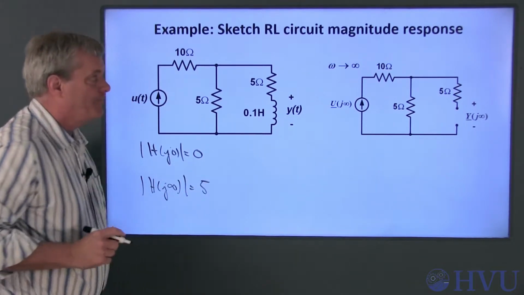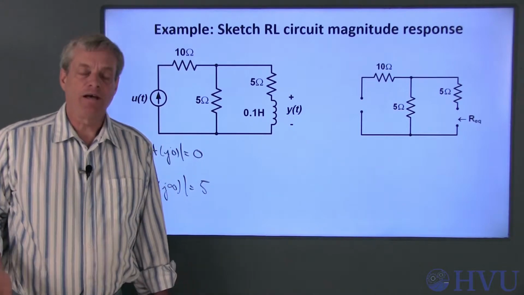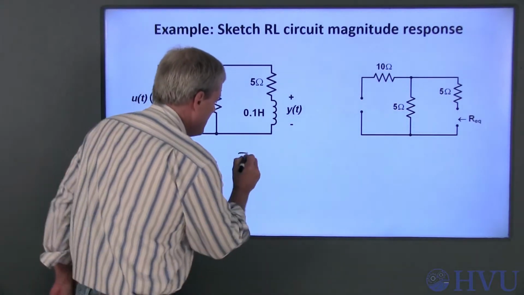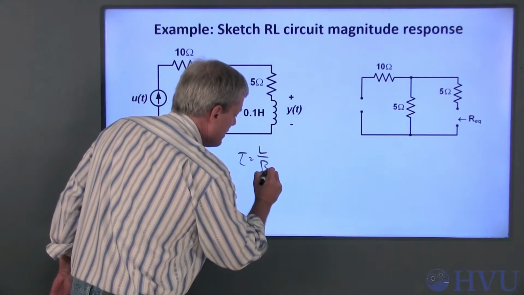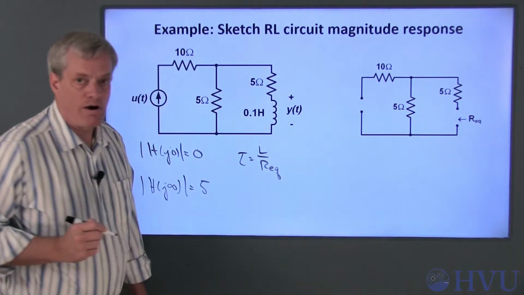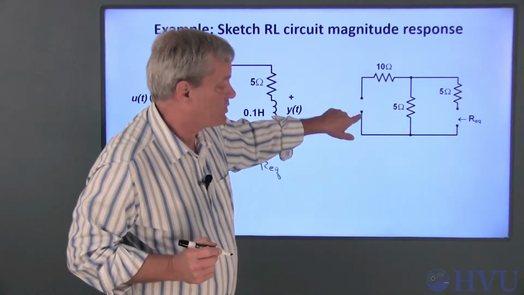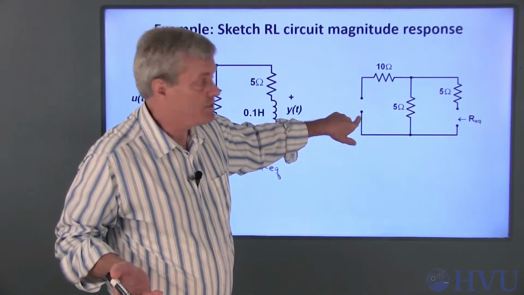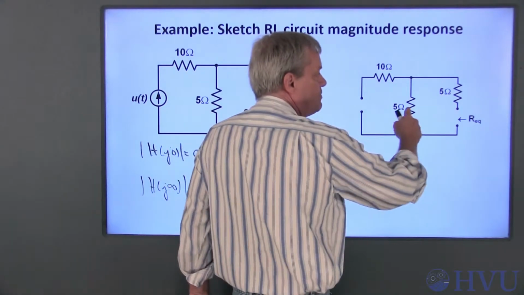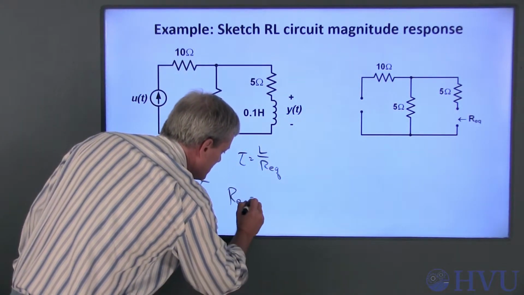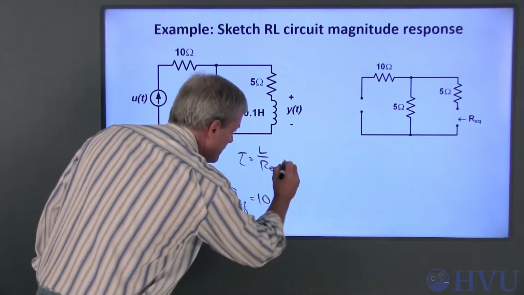Now let's calculate a time constant and use that to determine the cutoff frequency. The time constant is L over Req for an RL circuit. The equivalent resistance is determined by killing the source. The current source becomes an open circuit, which means that these two 5 ohm resistors are in series and the equivalent resistance is equal to 10 ohms.